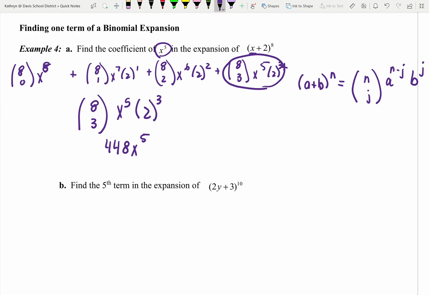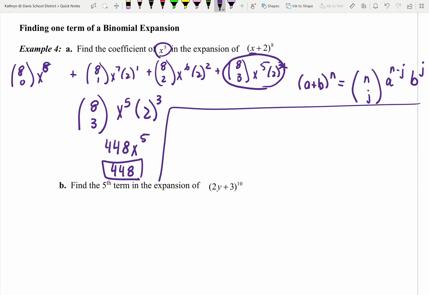Give me feedback. Okay. They don't want the whole term. They want the coefficient. What is a coefficient? It's the number in front. So that would be 448, and that's my answer. That is one way to do it. There's nothing wrong with it. Okay. Look at this. See if you can understand this.